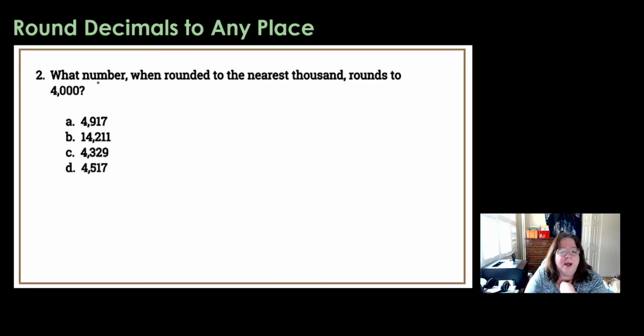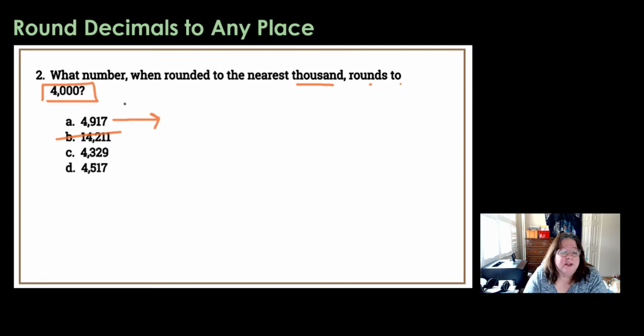Number 2. What number, when rounded to the nearest 1,000, rounds to 4,000? Okay, so we're rounding to the nearest 1,000. Oh, there aren't any decimals in here. So which number, when rounded to the nearest 1,000, rounds to 4,000? Well, right off, I can take off 14,000 because there's no way that 14,000 to the nearest 1,000 is going to be 4,000. 14,000 is very far from 4,000. I'm going to have to see what these numbers would round to.